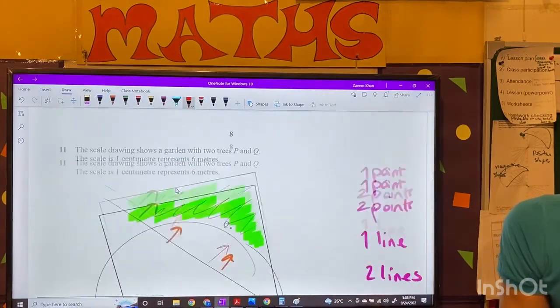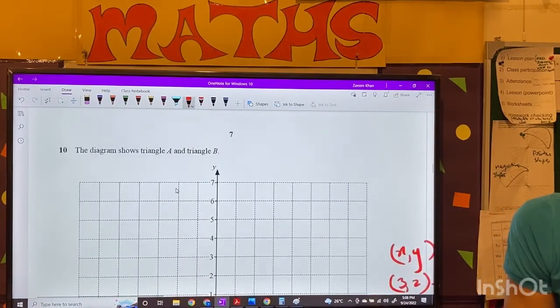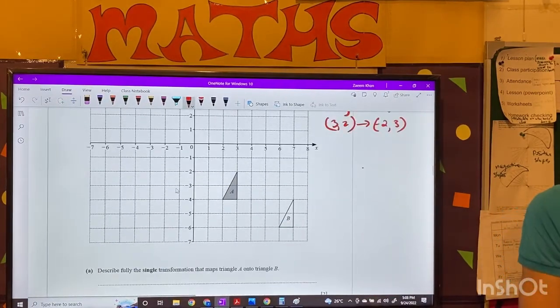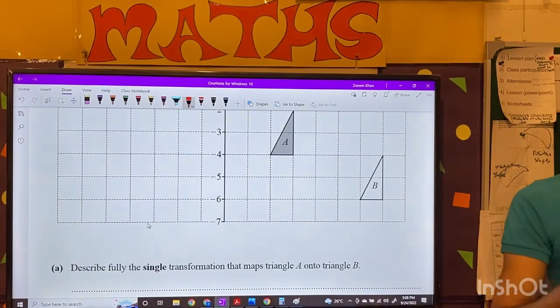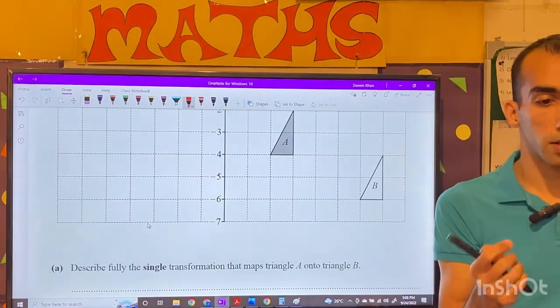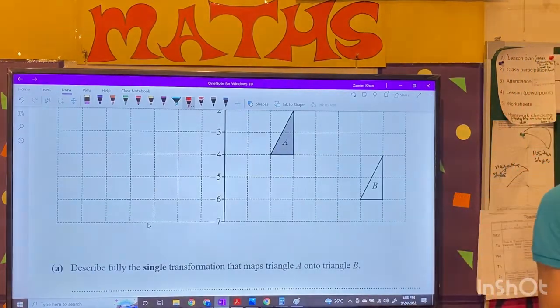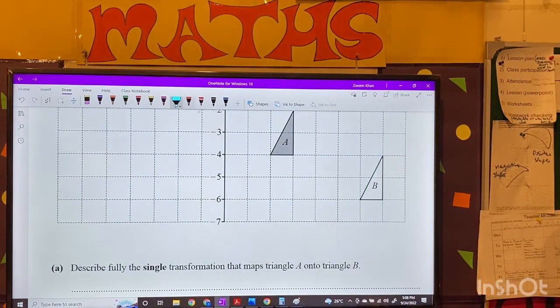I think this is going to be our second last question. We're quickly going to wind it up. अच्छा जी, क्वेश्चन ये कह रहा है describe fully the single transformation that maps A onto B. Is the shape getting bigger? Is it getting rotated? Is it getting reflected? Or is it getting shifted? It's just getting shifted. So that's translation. Yes.